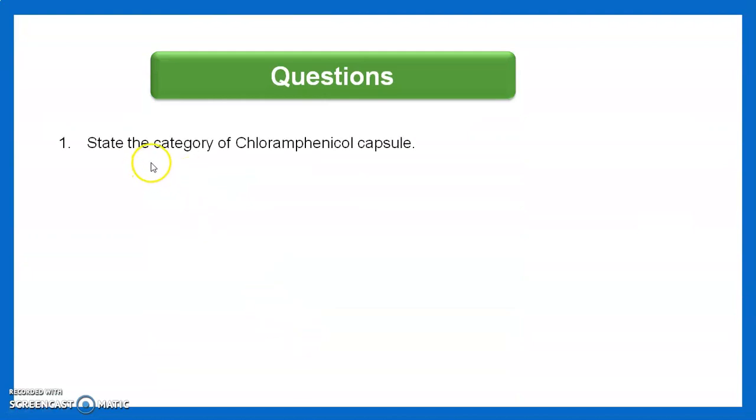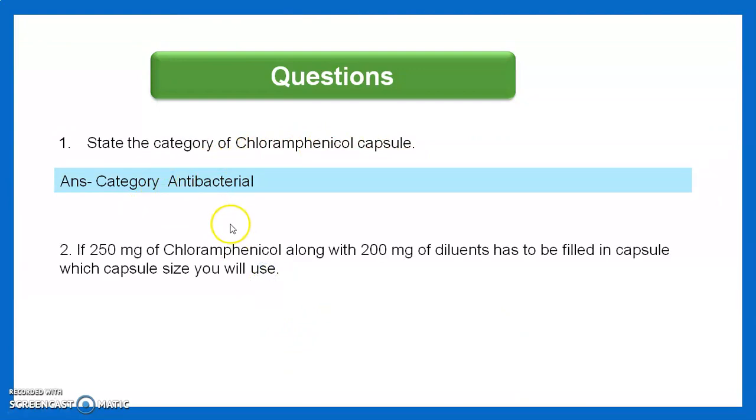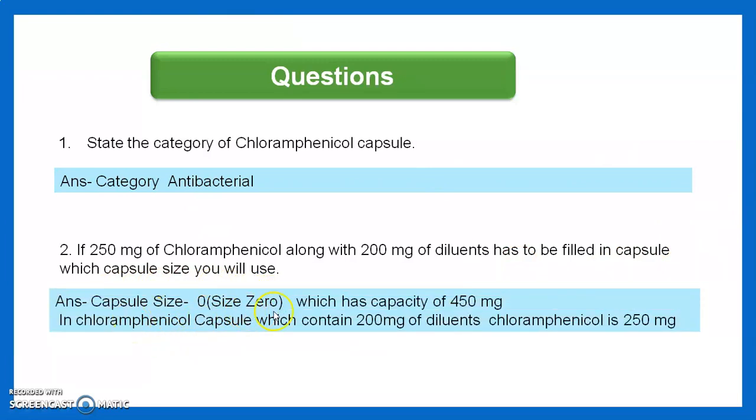The first question is, state the category of chloramphenicol capsule. Category of chloramphenicol is the antibacterial one. It is used as an antibacterial, though it is an antibiotic drug. If 250 mg of chloramphenicol along with 200 mg of a diluent has to be filled in the capsule, which capsule size do you use? The capsule size 0, which has the capacity of 450 mg. Here we use that.